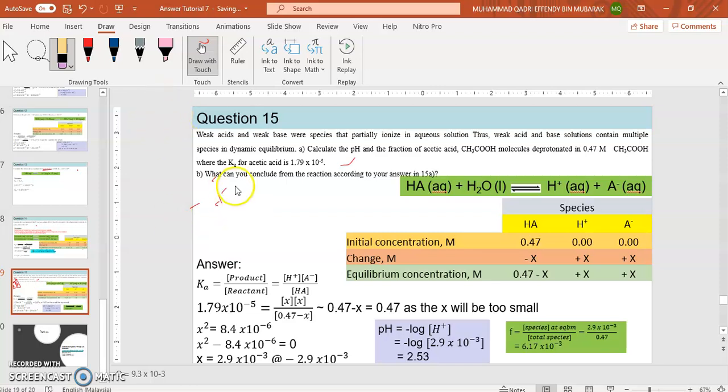The question asks two things. First, calculate the pH and the fraction of acetic acid molecules deprotonated in 0.47 molar, where the Ka for acetic acid is 1.79 times 10 to the negative 5. And B, what can we conclude from the reaction according to our answer in 15A?